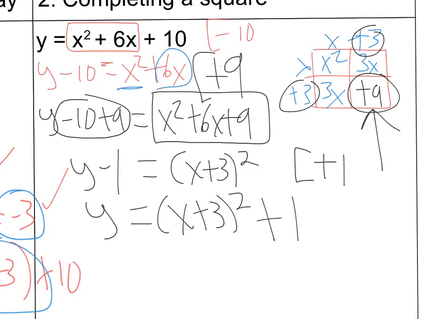That's actually not that hard. Maybe in these cases, it's just as easy to do negative b over 2a. So again, that gives me a vertex of negative 3, comma 1. And that would be smiling, opening up.